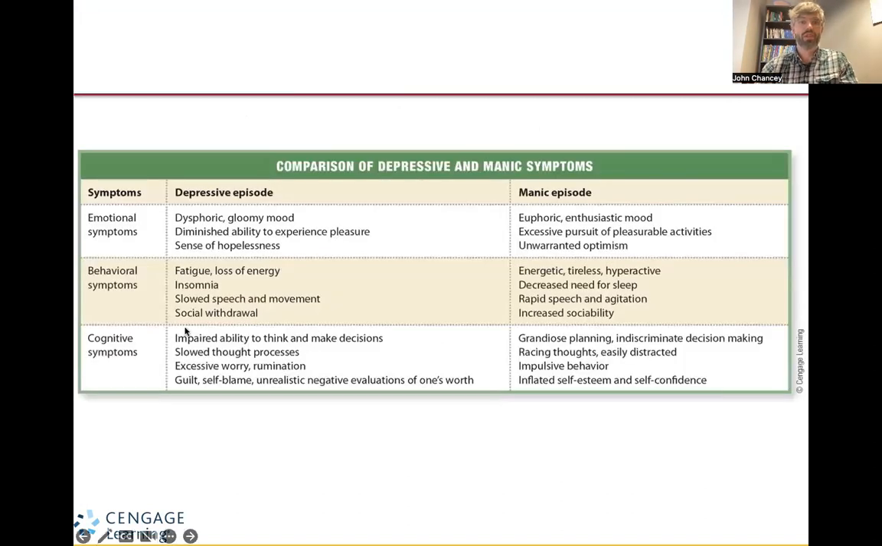So here we're comparing and contrasting mania and depression in terms of emotion, behavior, and cognition. For the sake of time, I'm not going to go over all of this. You can pause the video right here and maybe screenshot this, or you can look at it in your text. These are how these disorders, bipolar and depression, are related to one another, but obviously they are very different mood experiences at an emotional, behavioral, and cognitive level.